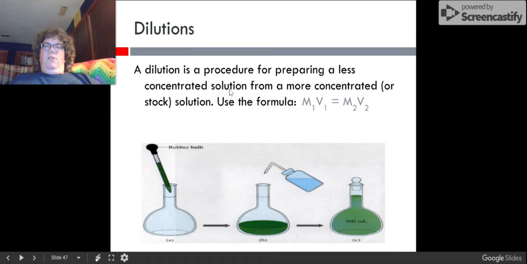So what dilution is basically a procedure for making a less concentrated solution from a more concentrated solution. The way that you figure out how to do that is using this formula here: M1V1 equals M2V2. Basically, the concentration times the volume of your first solution, your concentrated solution, is equal to the concentration times the volume of your second solution, or your less concentrated, more dilute solution. So that's concentration or molarity times volume equals molarity times volume.